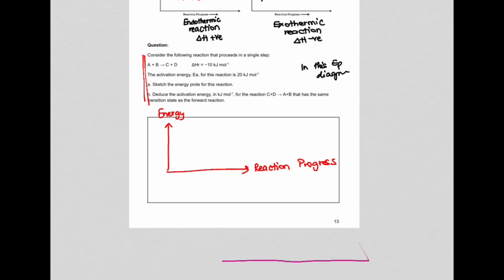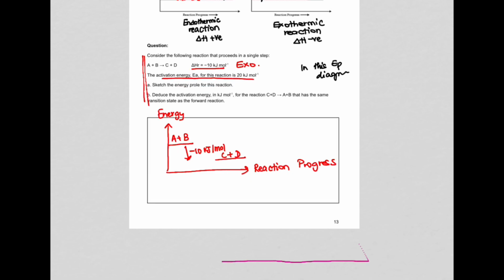And here, the delta H is negative 10, and this shows that this is an exothermic reaction. So exothermic reaction, reactants are on top, products are down, so that the difference between these two is negative 10. And the activation energy is 20 kilojoule per mole.